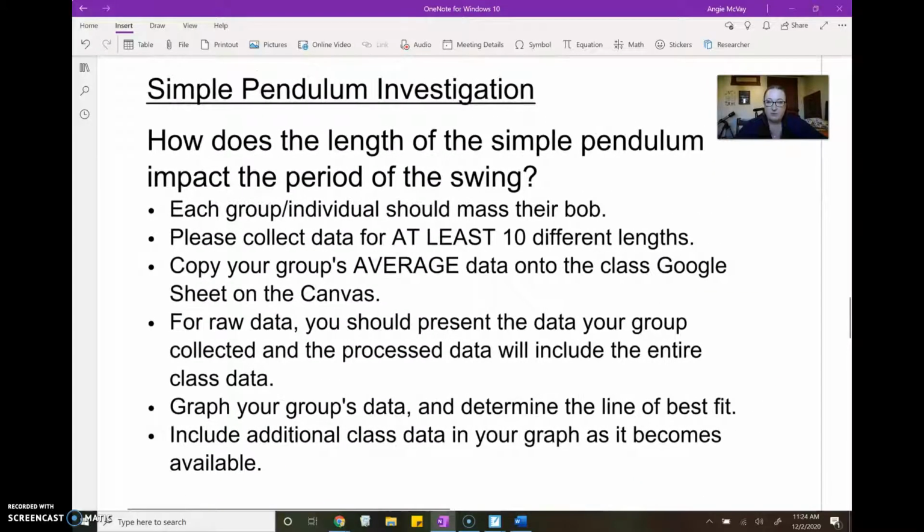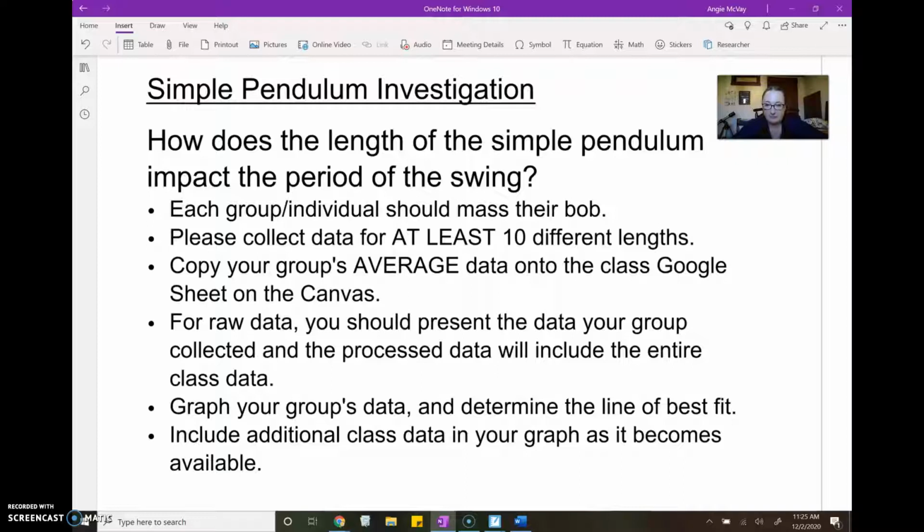So here's our research question for the investigation we're going to take data on today. How does the length of a simple pendulum impact the period of the swing? I ask that you take data as an individual or in your small groups. It'll be way more efficient if you work in your small groups, because the likelihood is high that there's at least one person in your group that has all of the supplies needed.